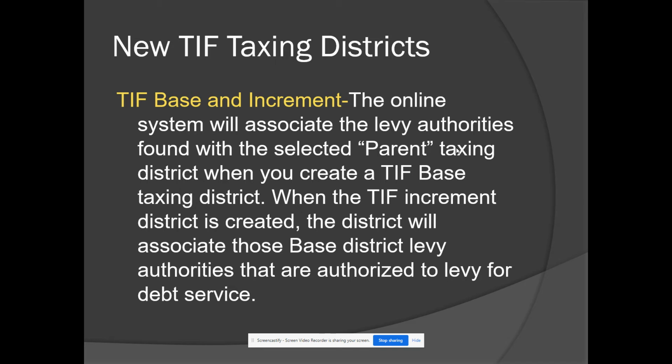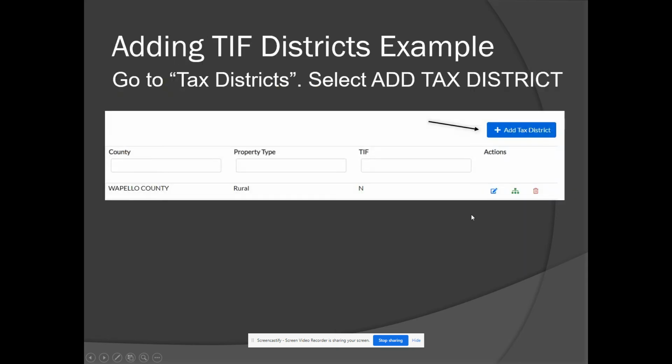In other words, where is this TIF area happening? If we look at the current setup of tax districts, in what tax district is this area happening? That's the parent district. And then we're going to segment out the TIF area from that. We'll go through a brief example to add TIF tax districts.